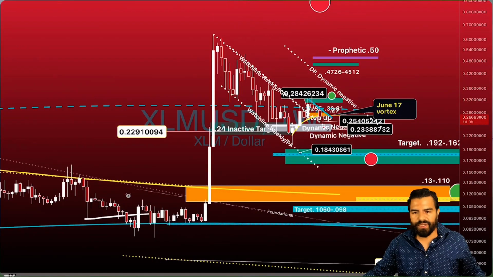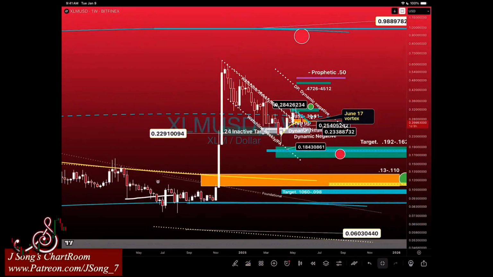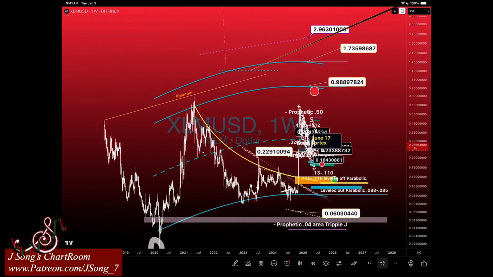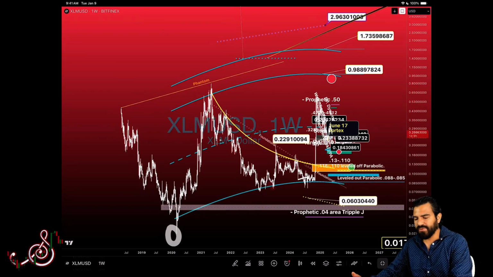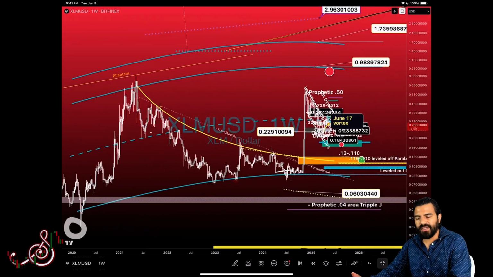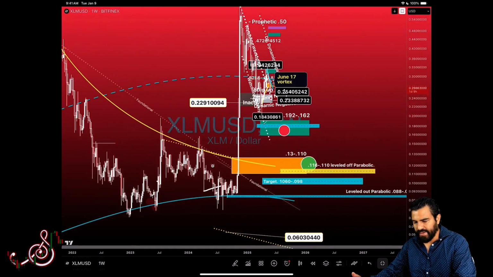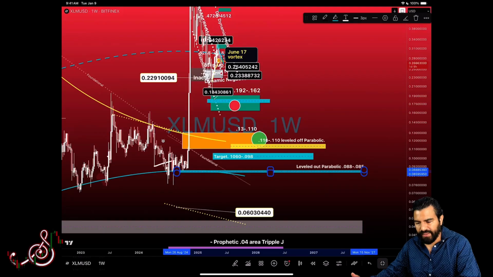All right, the next crypto we're going to look at is XLM. And let's see what we got here. I think I have two main maps for XLM. A few oscillations I've been keeping my eyes on for a few years. Number one, I'm going to be looking at the parabolic nature of this curve, which is going to level out approximately here. I labeled it. I said leveled out parabolic.